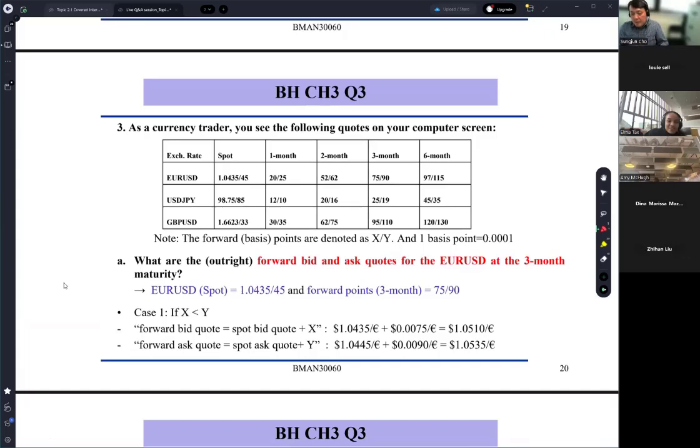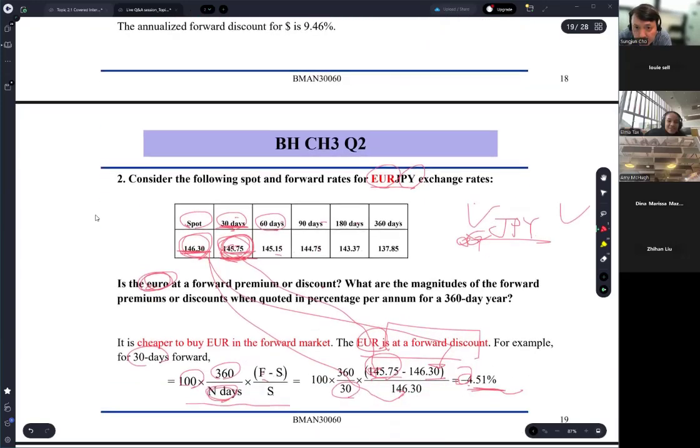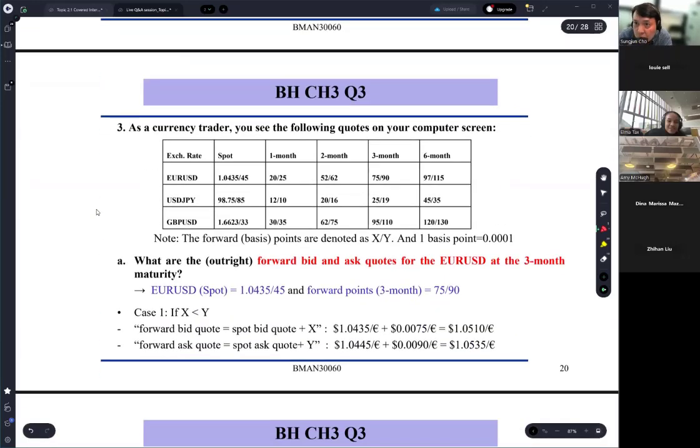Question 3. This is how we actually see the spot rate and forward rate in the real market, with bid and ask price. So previously, we assumed there's no bid ask price. Just one number is given for each transaction.